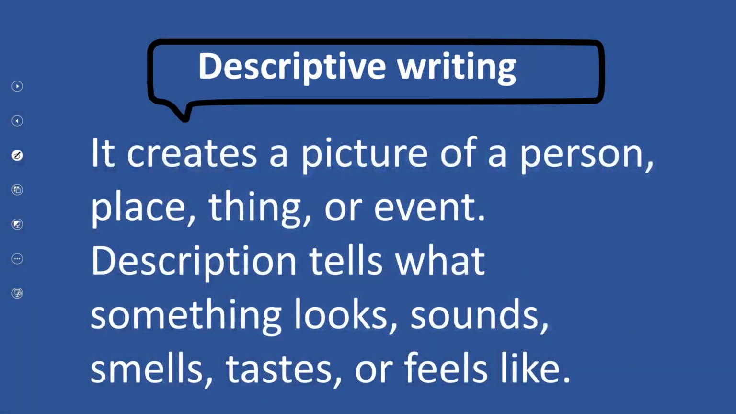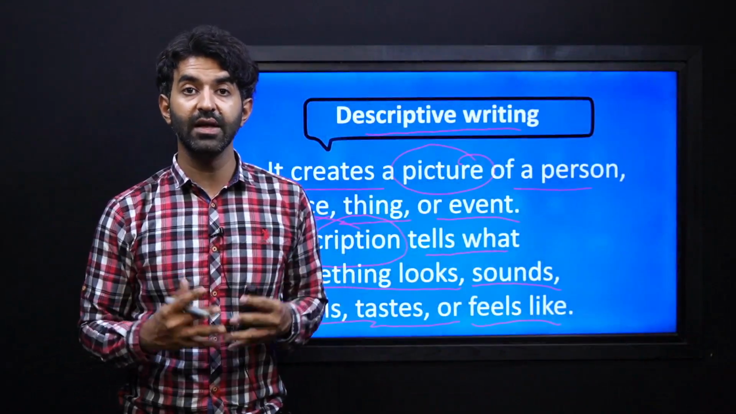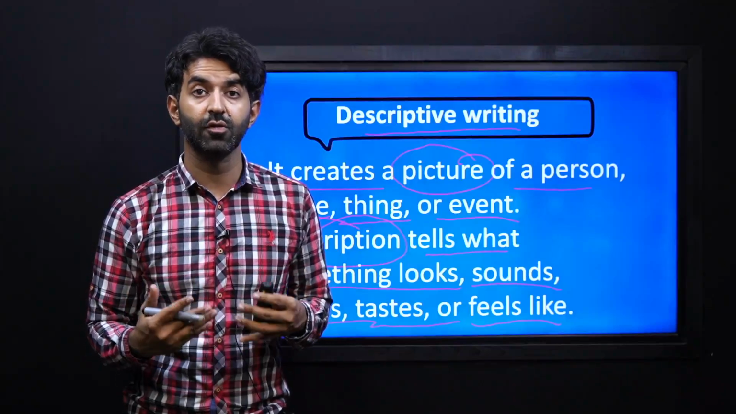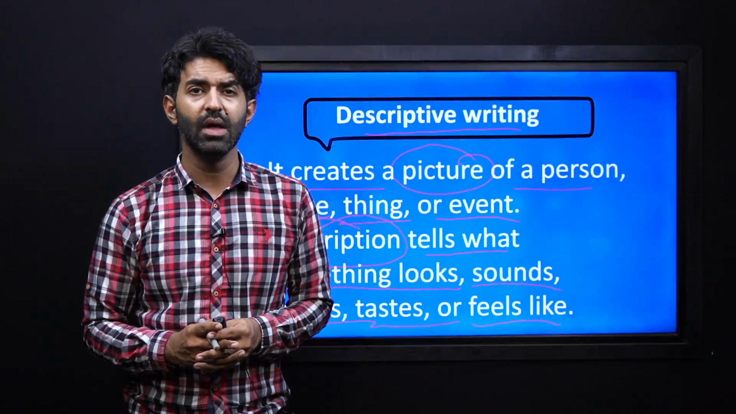Now let's see. What does descriptive writing do? It creates a picture or image of a person, place, thing, or event. Now the description tells what something looks, sounds, smells, tastes, or feels like. Now, this means that we will be involving our 5 senses. Our sense of seeing, sense of touch, hearing, smell, and feeling.